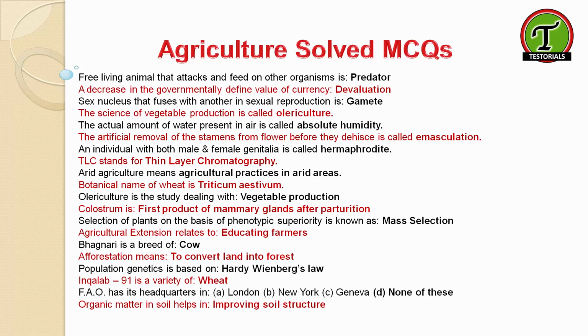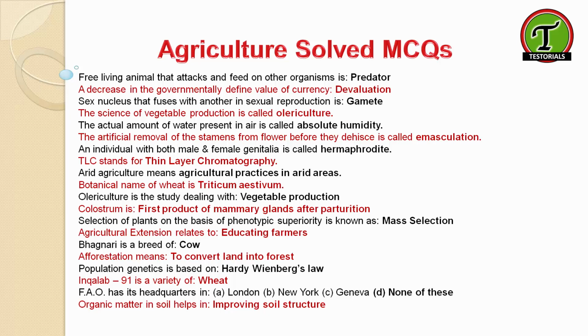49. Arid agriculture means agricultural practices in arid areas. 50. Botanical name of wheat is Triticum aestivum. 51. Olericulture is the study dealing with vegetable production. 52. Colostrum is first product of mammary glands after parturition. 53. Selection of plants on the basis of phenotypic superiority is known as mass selection.